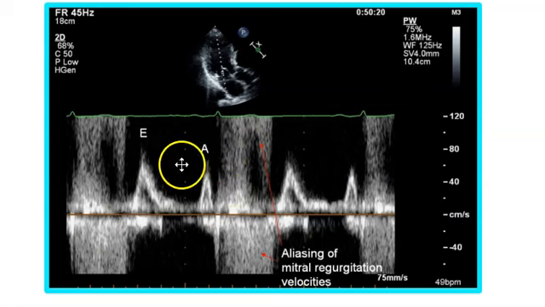This shows the concept of aliasing. This is our mitral inflow right here, our E and A wave, and you can see this is the mitral regurgitation signal right here. We're pulse waving right here, but we're unable to tell the direction of that regurgitation using pulse wave Doppler because it just goes this way and that way. It's just wrapping around, and we can't determine the direction of the flow.